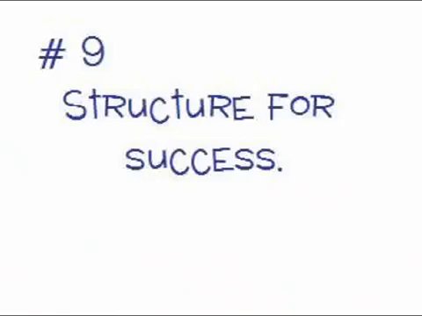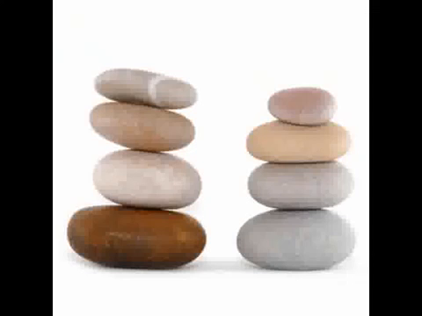Number 9. Structure for success. Some students with autism may have a need to perform a task or an activity to perfection. Some students may refuse to demonstrate a skill until they know they can do it right. Structure learning activities to allow for students' success. It may also be necessary to teach students that it is okay to be less than perfect.